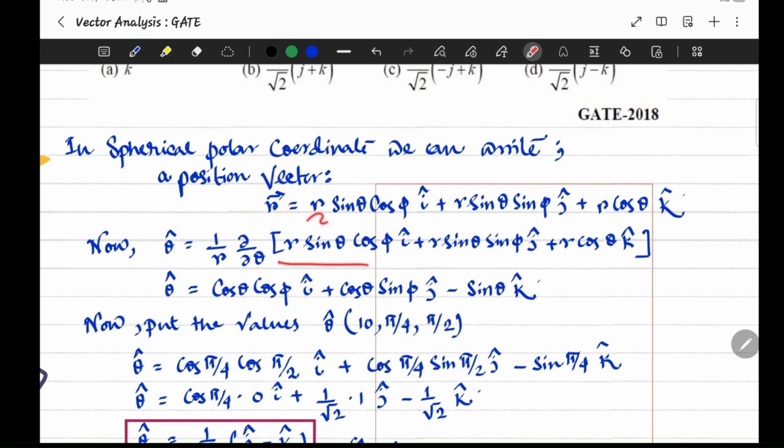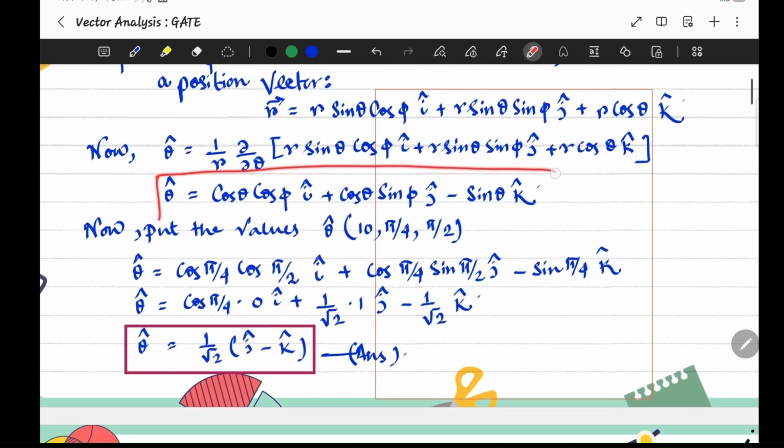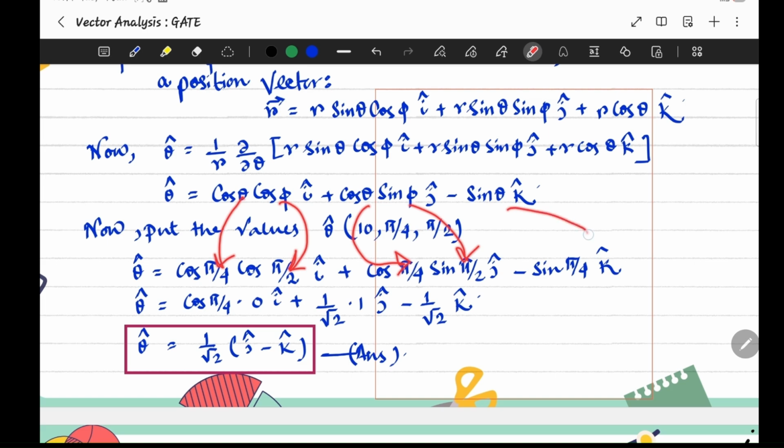So if you differentiate this with del by del theta, sin theta will become cos theta, this sin theta will become cos theta, and cos theta will become minus sin theta. Now you got this theta cap. So now put the values r equal to 10, theta equal to pi by 4 and phi equal to pi by 2. So you get cos 90 degree equal to 0, and it leaves two components, 1 by root 2 j cap minus 1 by root 2 k cap. So this is the answer.